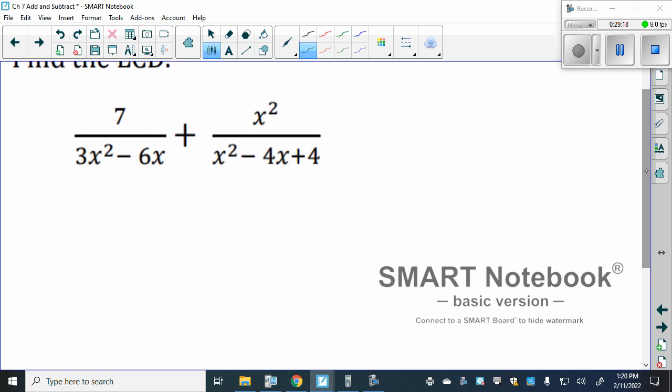Let's look at the next one here. Now this next one, it's going to be very tempting to want to multiply the 3x squared minus 6x by the x squared minus 4x plus 4, and vice versa. But before we can do that, we need to make sure we factor down as far as they will go before we start finding what we're going to multiply by.